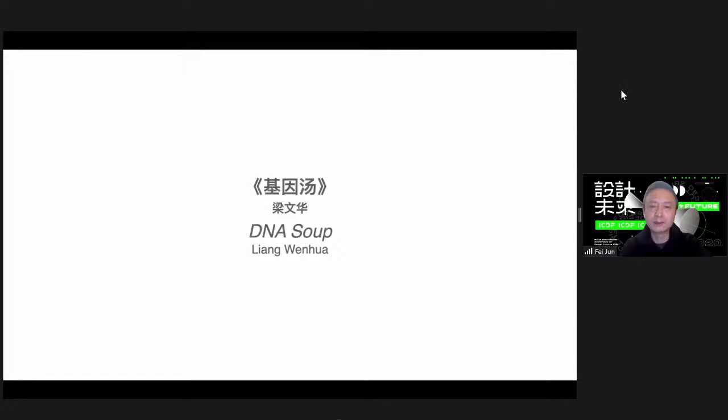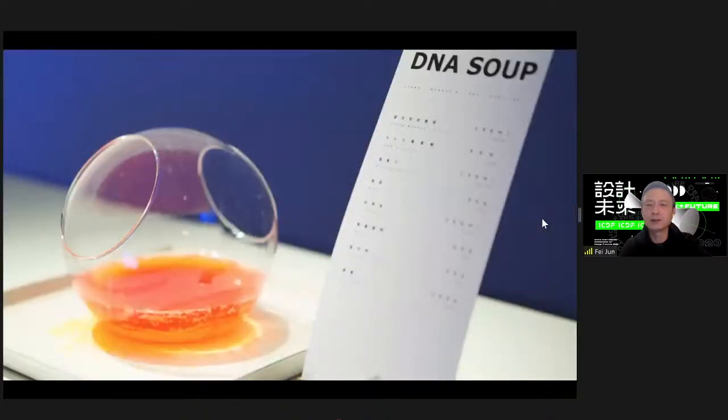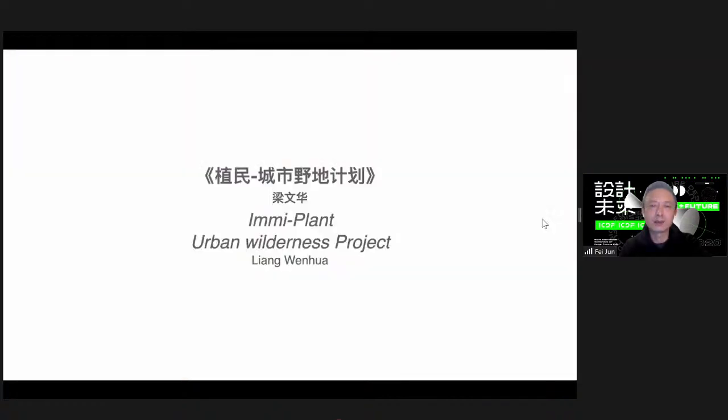Then art and biological technology, I will share with you two examples. One is my student Liang Hua created this green tank. This machine will provide the soup for you. The source material is your saliva. And through certain receipt and genetic modification, you will be served a very tasty soup. You may think it's very funny, but actually, genetic engineering industry will be a major disruption to our future.